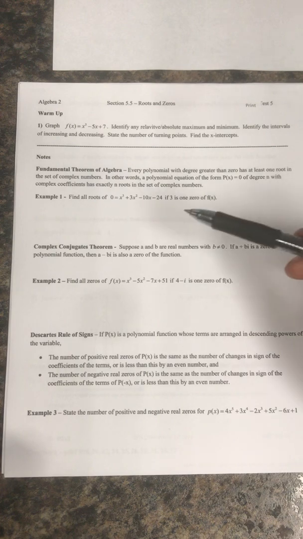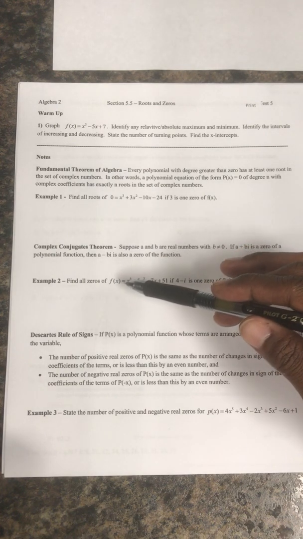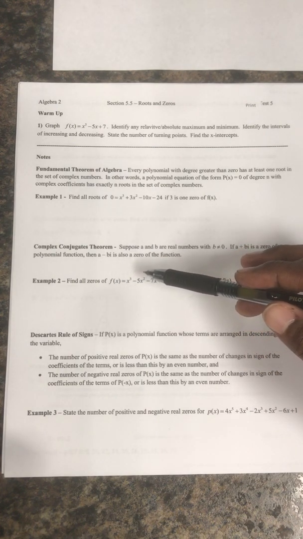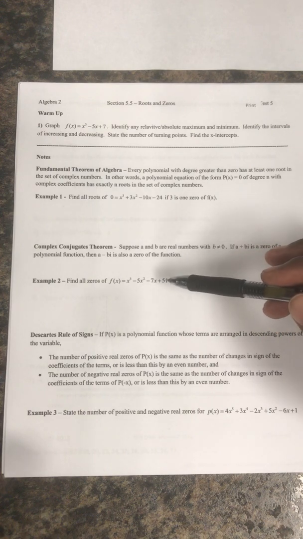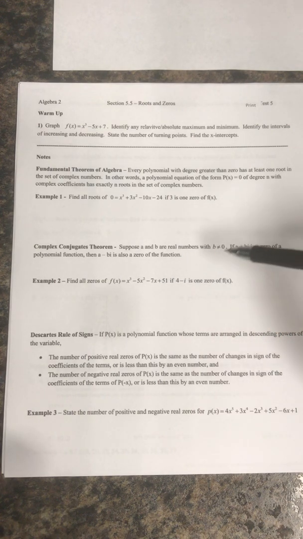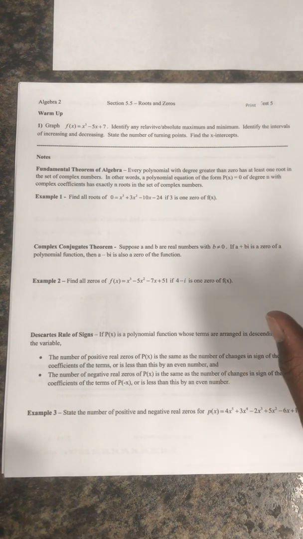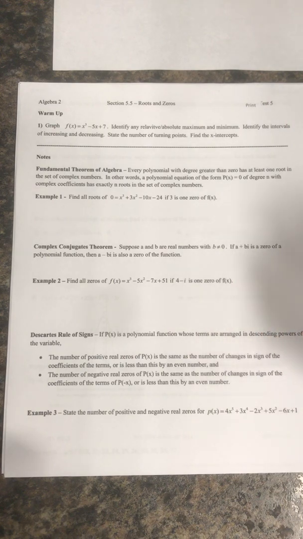Example number 2 tells us that we need to find all zeros of f(x) when f(x) equals x³ minus 5x² minus 7x plus 51 if 4 minus i is one zero of f(x), or one solution of f(x). Now, I apologize, it's going to be a little long, so if you're following along, feel free to pause it and get caught up as I go. I'm trying to go at a fairly quick pace because I don't want the video to be an hour long, so I wanted to try to be quick about it.